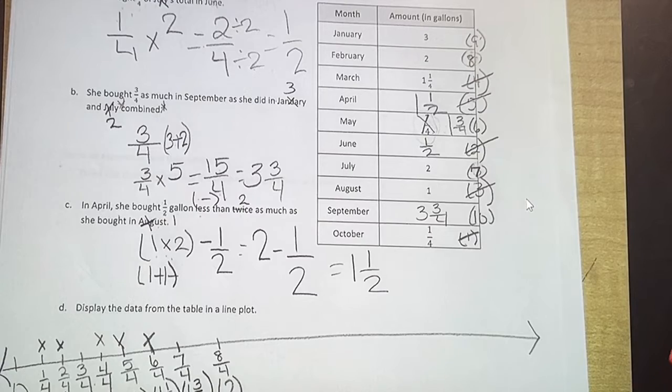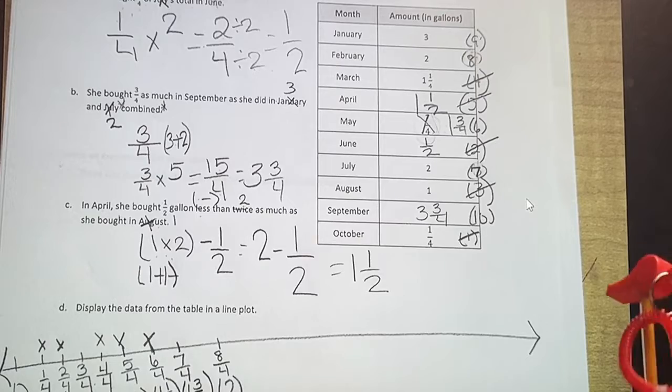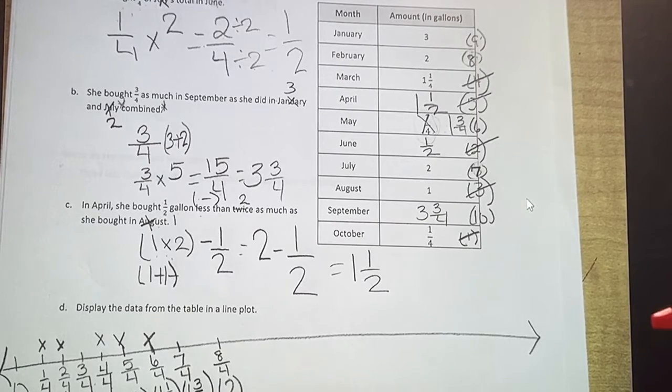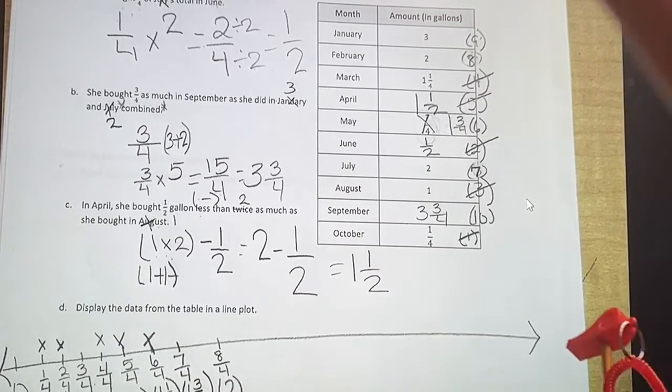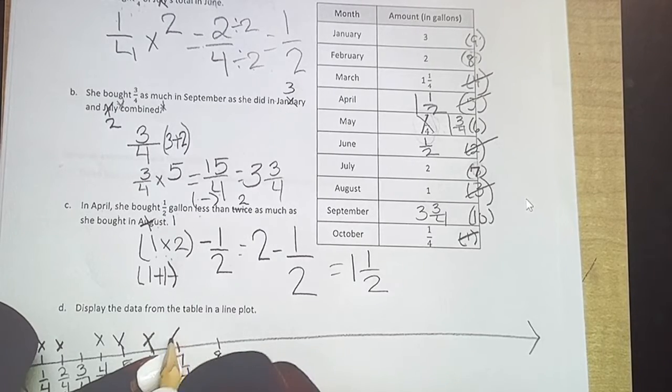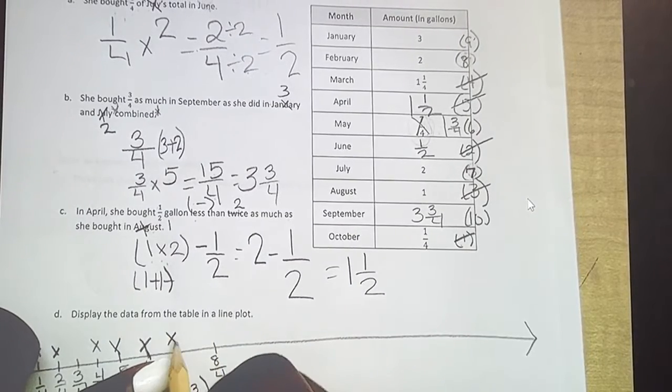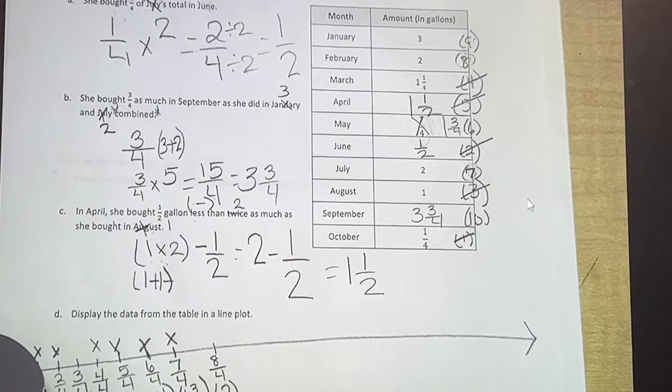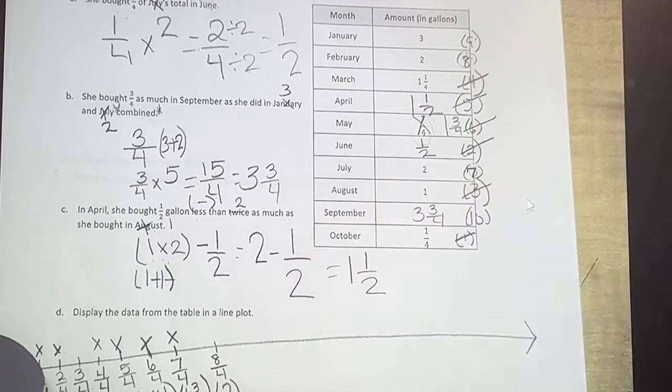Look at May. What should I plot on the line plot? May is what? 7/4s, good. I like the way you went back to the improper version. Or 1 and 3/4s, yes. Good. Now we're on 7.